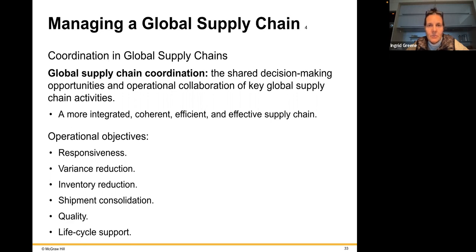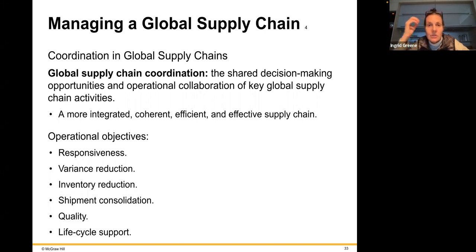So again, if there's a supplier that can't produce, can we very quickly move to a different supplier? Inventory reduction. If there's lower inventory that's not available, shipment consolidation, can we move smaller shipments into one bigger shipment to save costs?